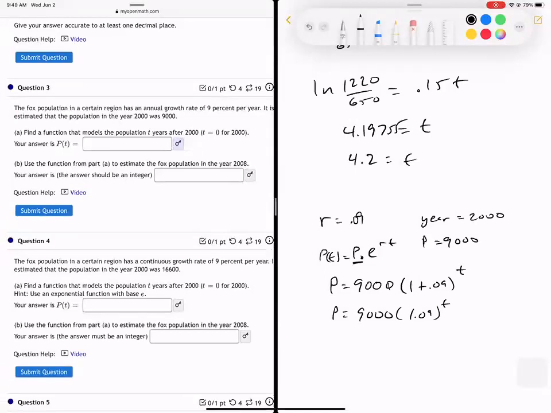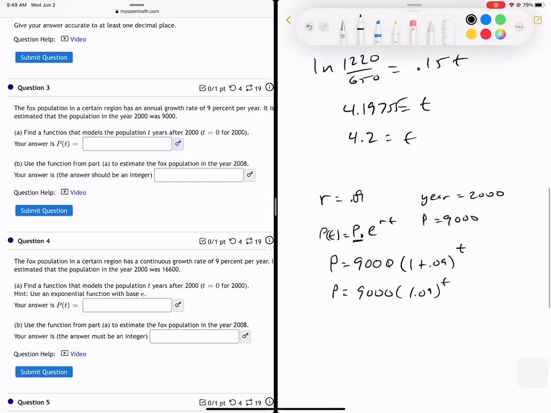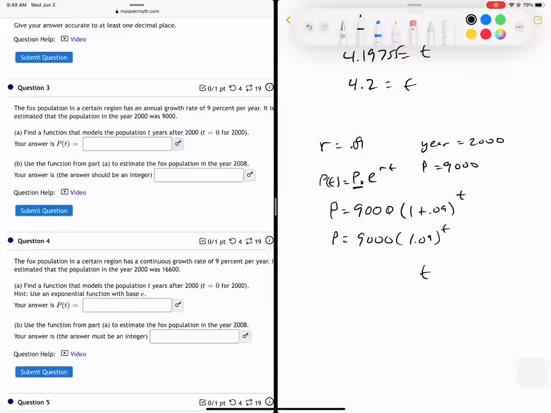Now they want us to estimate the population in 2008. If you read part B, what is the population in 2008? Well, how many years is it from 2000 to 2008? That's going to be 8 years. So we're just going to plug t equal to 8 and plug that in here.